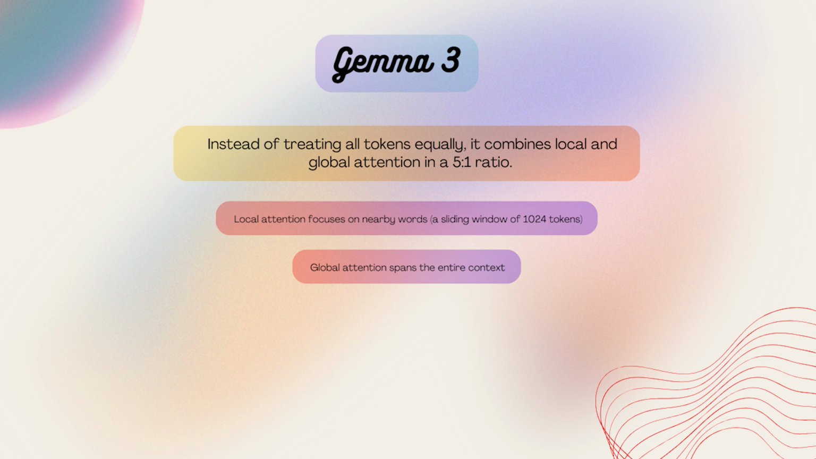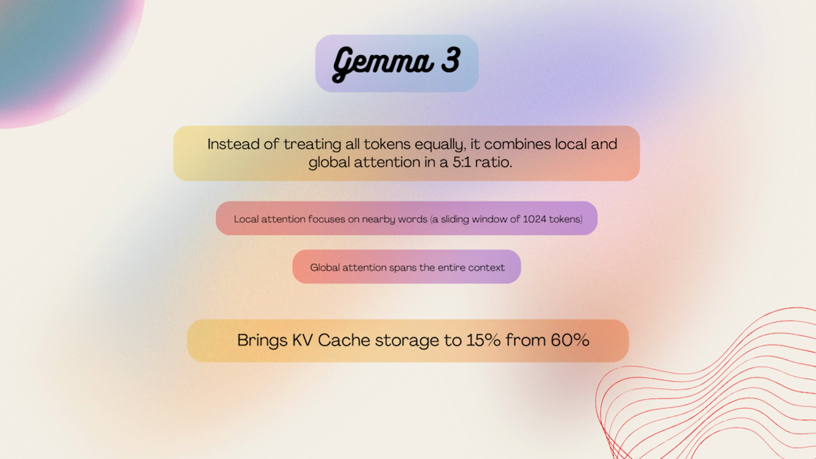Why does this matter? Because it dramatically reduces memory overhead. Previous models used about 60% of their inference memory for KV cache storage, but Gemma 3 brings that down to 15%, making it way more efficient.